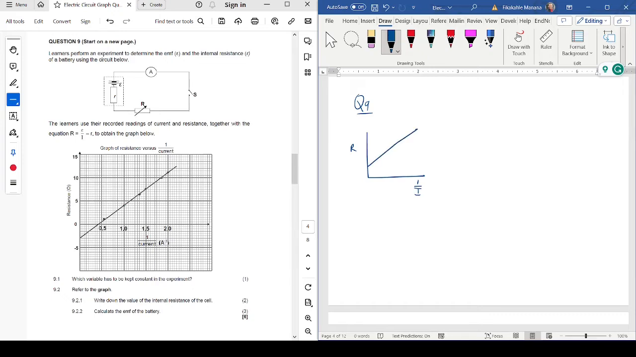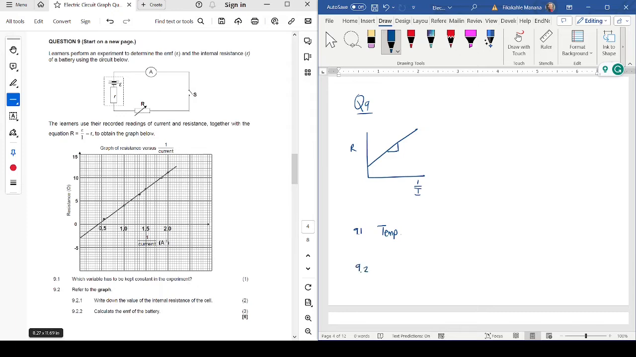And then we have our gradient over there. Now let's see, what do the questions say? 9.1, which variable has to be kept constant in this experiment? What do you think? In an ohmic relationship, we know that what needs to be kept constant would be temperature. I hope by now you are getting the drift. As soon as you start increasing temperature, your resistance will increase. You will not have a straight line. It'll tend to be more of a curve.